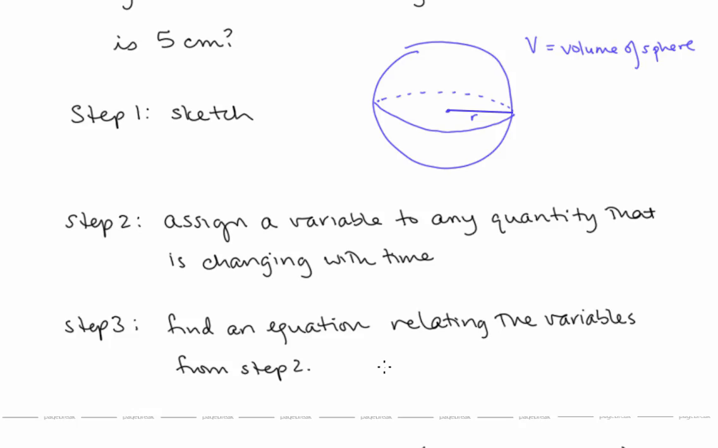Step 3 says find an equation relating the variables from step 2. So we need an equation relating r and v, the radius and volume of a sphere. Well, we know that the volume of a sphere is 4/3 pi r cubed. So here is our relationship or equation between r and v.